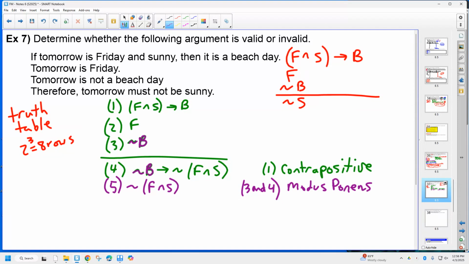Now, we're at statement 5, not (F and S). What I want to do here is I want to think about distributing that negative. That's De Morgan's laws. De Morgan's lets me distribute that negation. Remember, when we distribute, we have to flip the symbol from an and to an or. So I take statement 5 and I use De Morgan's law.